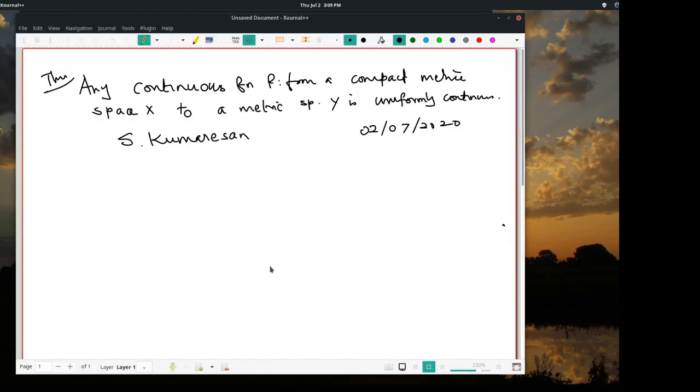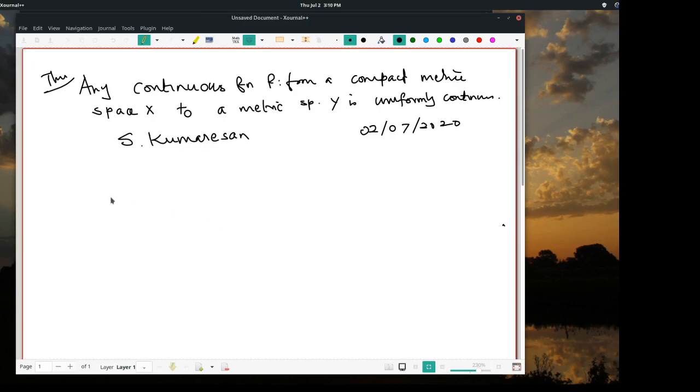We are going to prove the following theorem: any continuous function from a metric space X to another metric space Y need not be uniformly continuous. I want to show it to us. Somebody has requested this theorem. I just saw the request a few minutes ago, so I decided to give the proof.